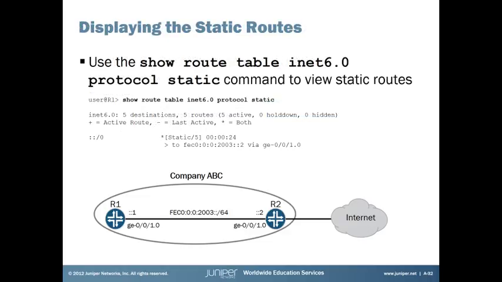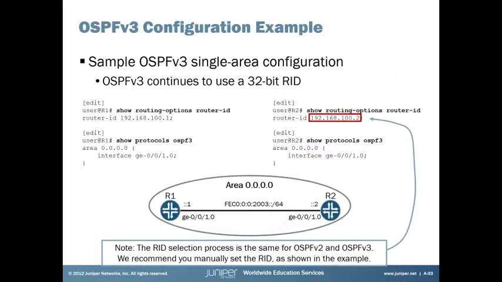Show route table inet6 will show us the contents of our routing table. We can also specify a protocol as our static routes here. So there's our default static route, the IPv6 default static route that we've set up there. OSPF: it's OSPF version 3 that is the version that is compatible with IPv6.